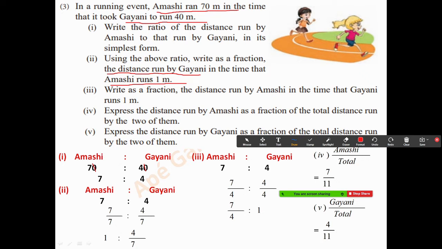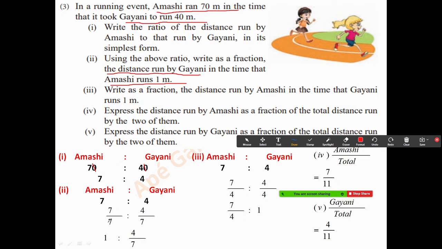So how to get 1 from Amashi? How to get 1 below the label of Amashi? Do it this way. First write the ratio. The ratio is 7 to 4. Amashi runs 1 meter. To get 1 from here, you have to divide 7 by 7. Then only you can get 1.